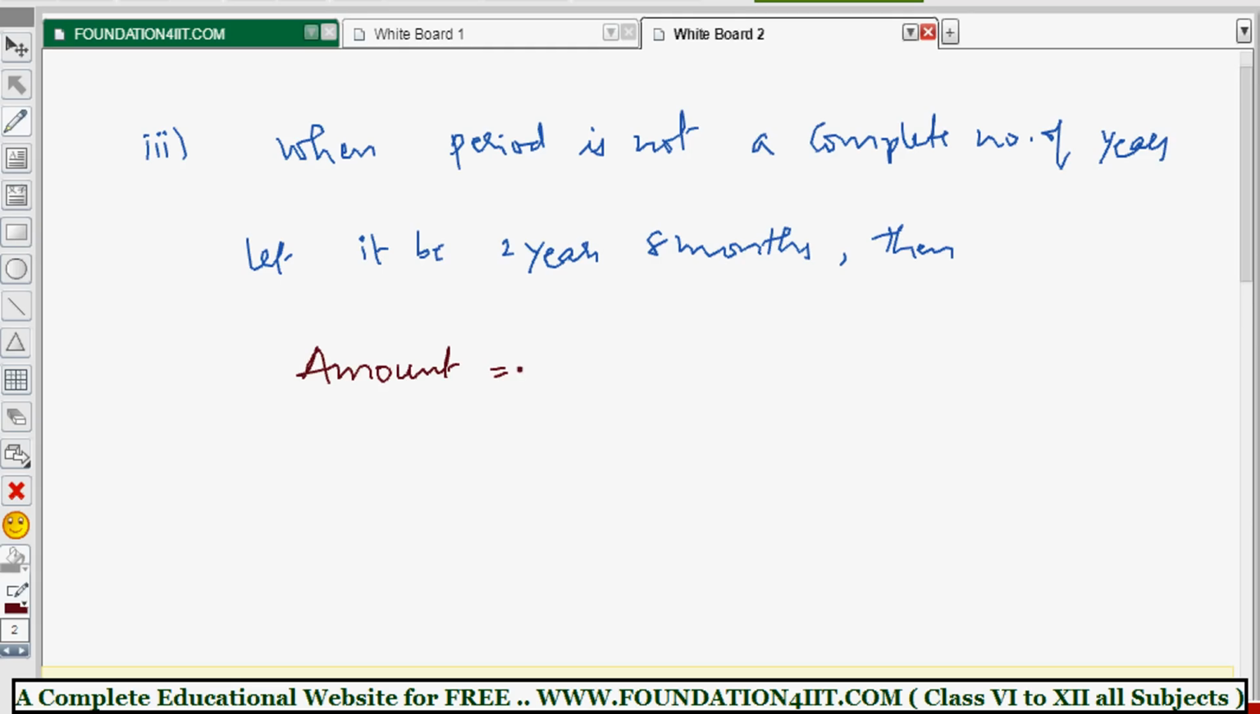Amount formula is equal to rupees P into 1 plus R by 100 whole to the power n. So when you see, for 2 years is fixed, so in the place of n, we can take 2 because it's 2 years. Let me do this. P into 1 plus R by 100 whole to the power 2, because for 2 years.